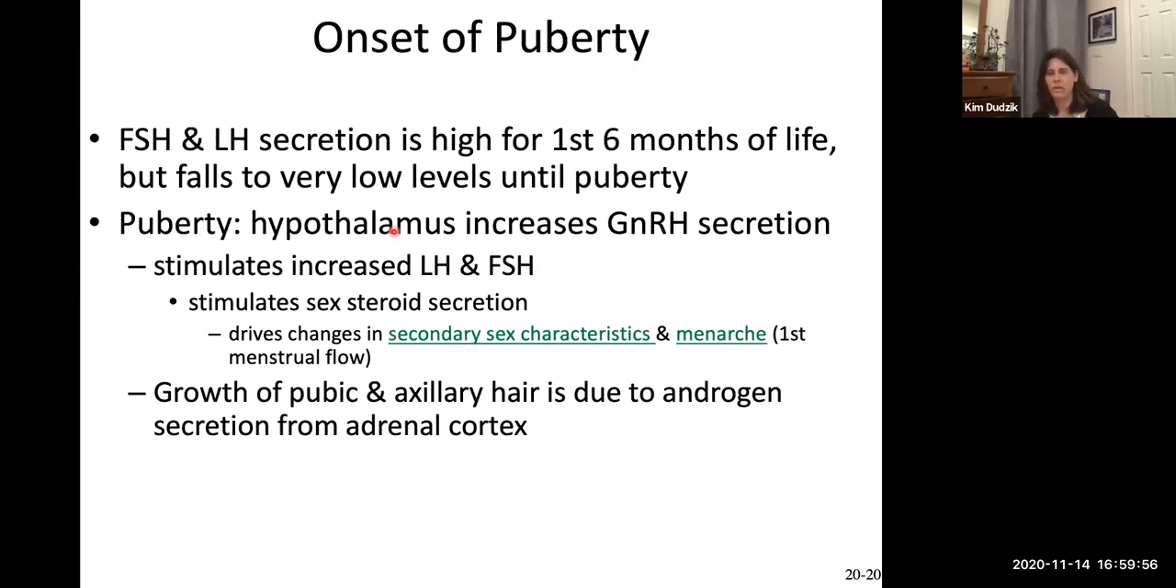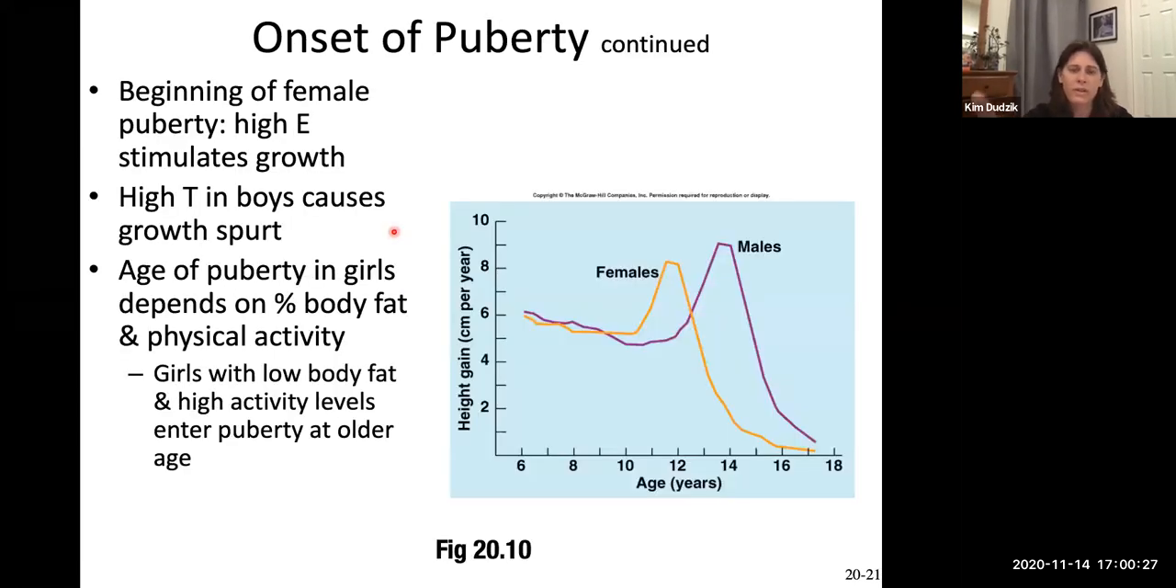Testosterone is important in girls as well, but here I'm mentioning the sex steroid secretion. So this slide overlaps a little bit with females as well. It can also stimulate the estrogen and progesterone, which stimulates the first menstrual flow, which is referred to as menarche, right? And then the growth of pubic hair and axillary hair is usually due to androgen secretion from the adrenal cortex. Okay, so this is puberty for both males and females.